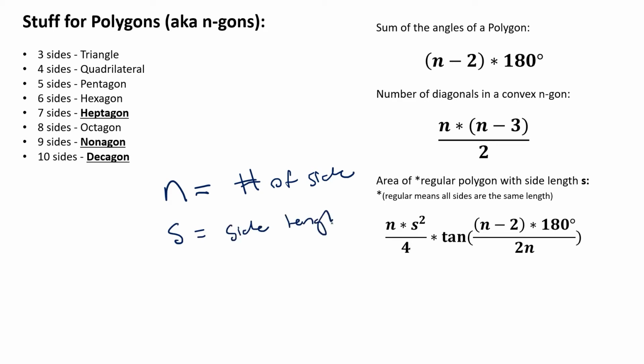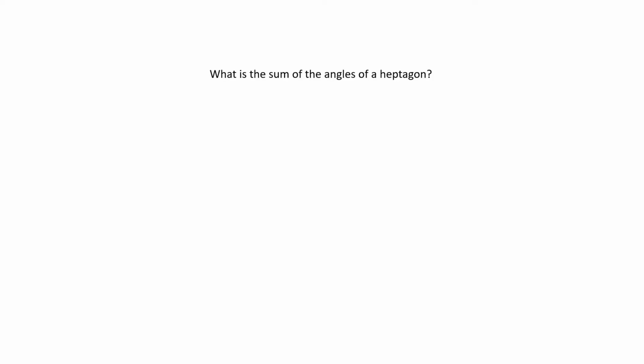Assuming it's a regular polygon, it's the only side length because they're all the same. Regular polygon just means that every side length is the same. Don't know if I said that yet. So a square is a regular polygon every time. Okay, so about as simple as it gets to start with.